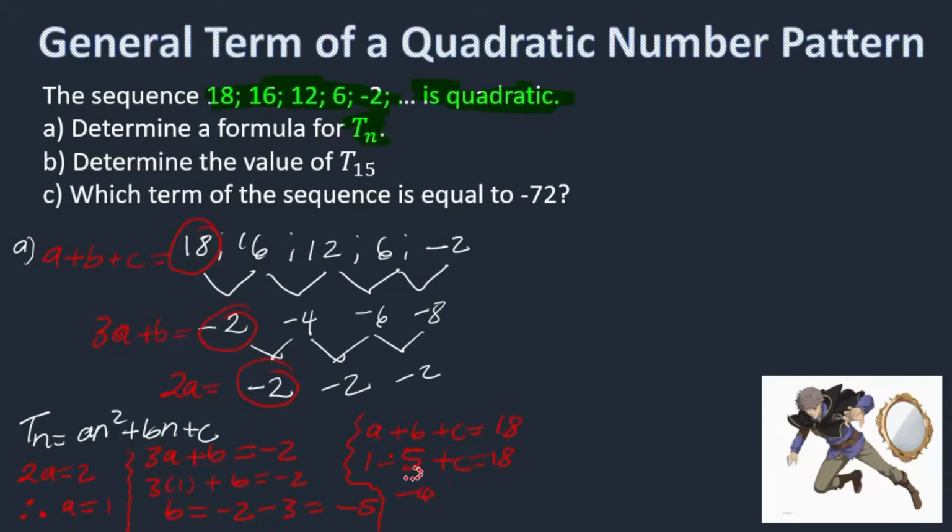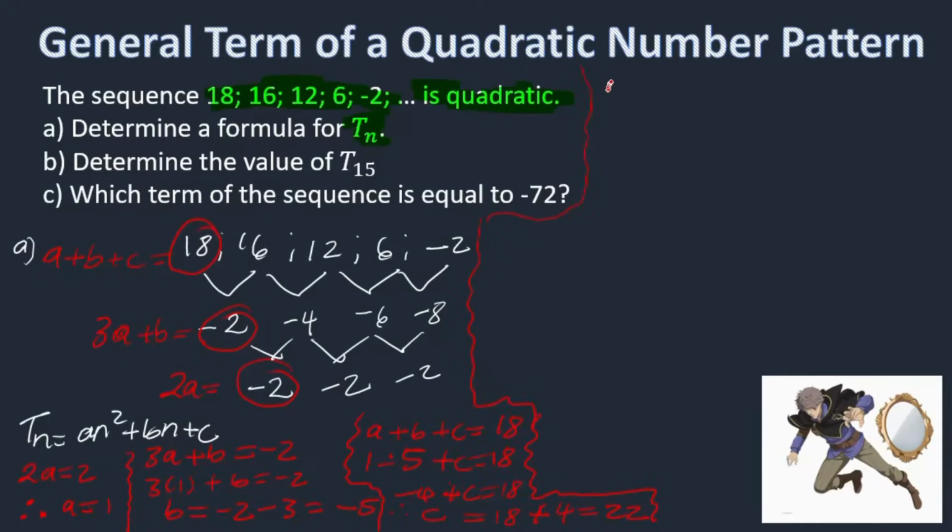So here I have negative 4 plus c is equal to 18. Therefore, here my c is equal to 18. Negative 4 to the other side, that's plus 4, which means my c is equal to 22. Right? Let's cut some things here.